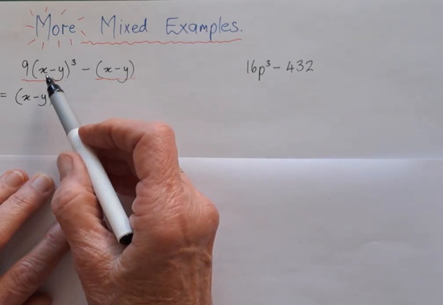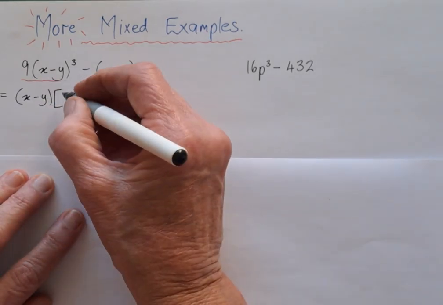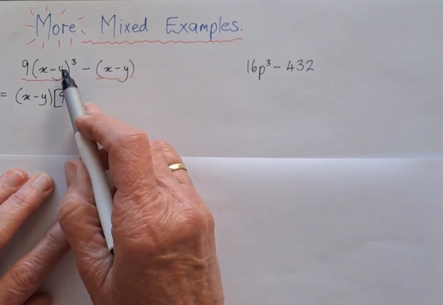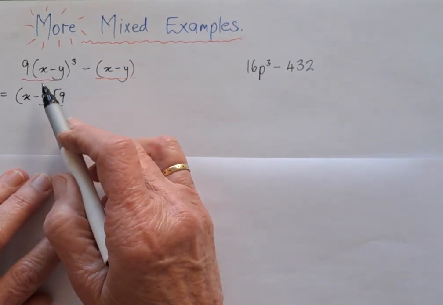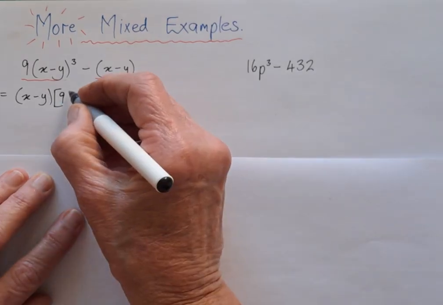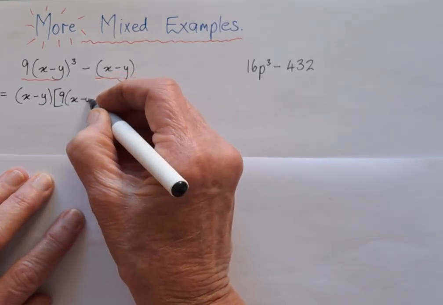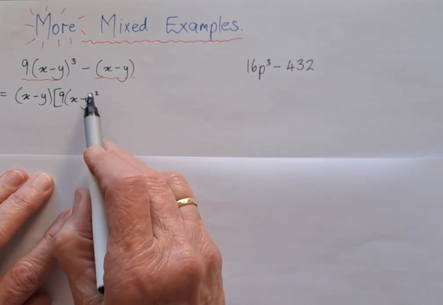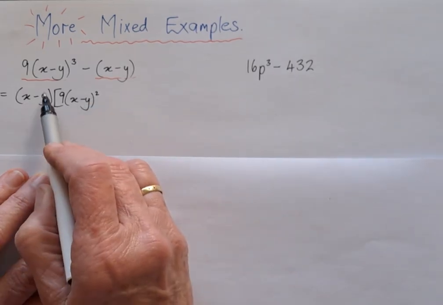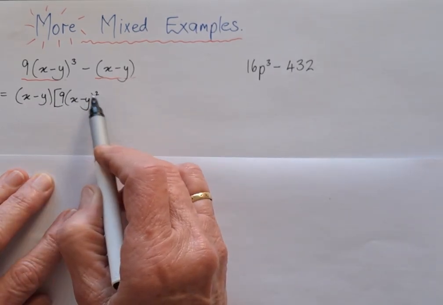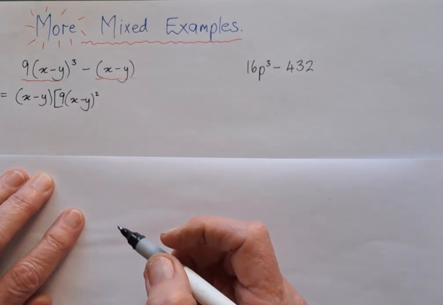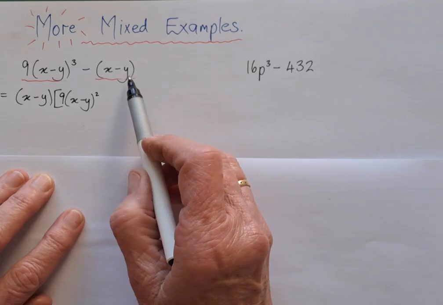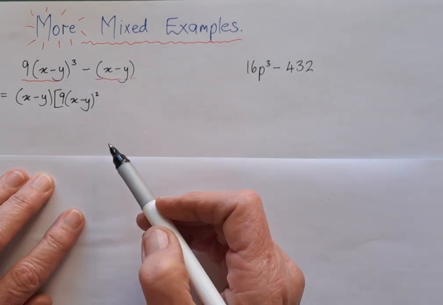So having taken out the x minus y, I am left with the 9. And because that cubed meant that I had 3 of these brackets, and I've taken one of them out, it means that I've got that bracket squared left over. And if I multiply back, a bracket squared times a bracket to the power of 1, 2 plus 1 is 3. And then over here, I've taken out the entire bracket, which looks like I've taken out the whole term.